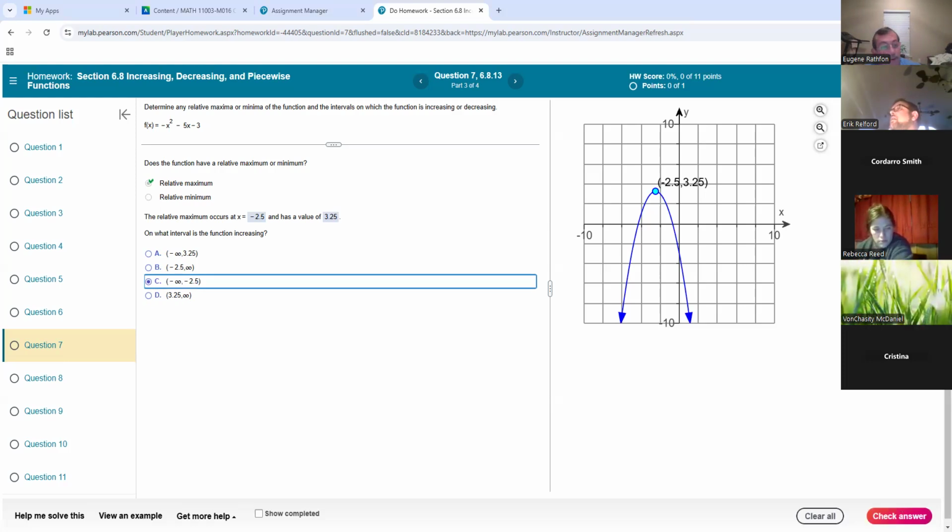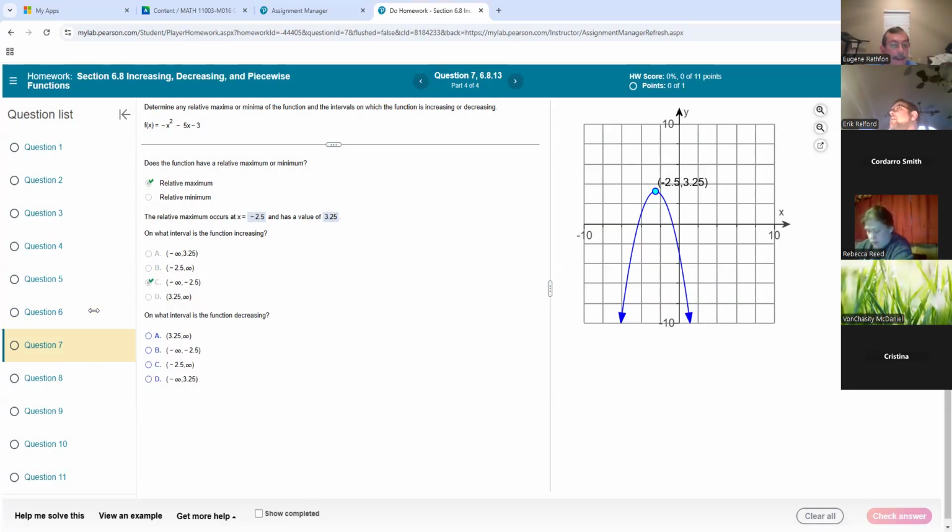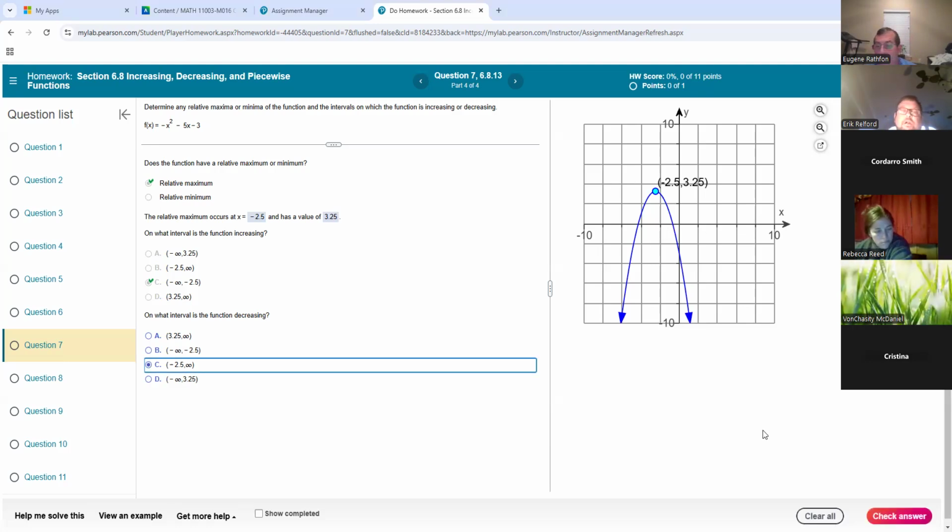So you know they're going to ask us for the decrease next, right? All right, y'all. A, B, C, D for the decrease, where my graph is going downhill. Are y'all saying C again? Yeah, because on the x-axis, it's going to quit going uphill at negative 2.5, so it's going to start going downhill on the other side of that negative 2.5 as my x heads to infinity. Oh, yeah, good job.